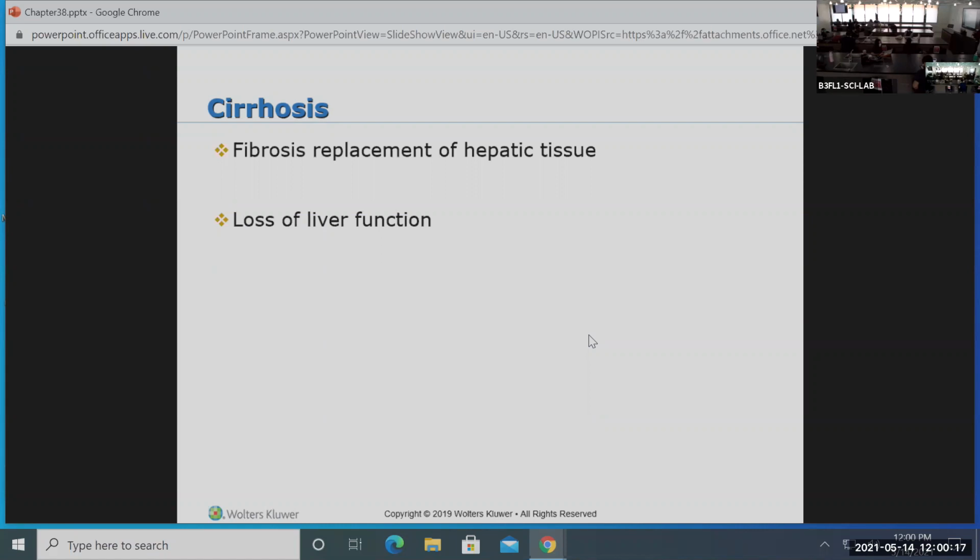Okay, so let's move on to cirrhosis. We said it is the, please remember, cirrhosis is the fibrous replacement of normal hepatic tissue. When they turn into fibrous tissue, the liver cell loses its normal function. For metabolism, whatever the normal function is, it is gone.